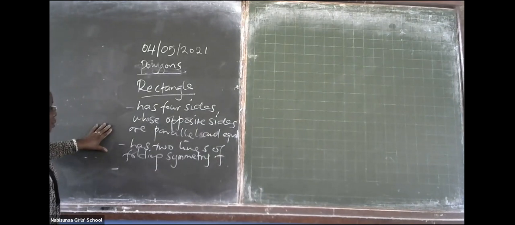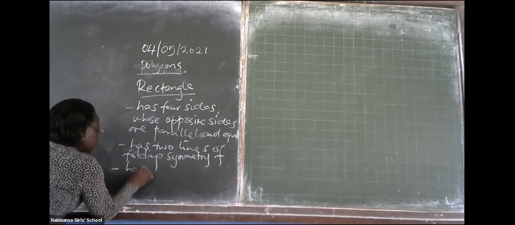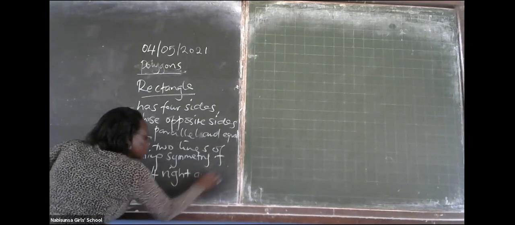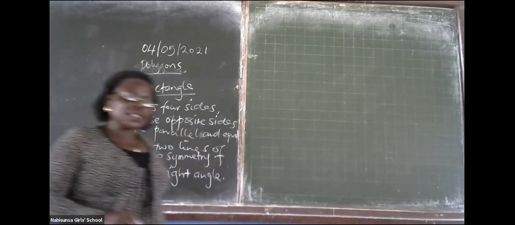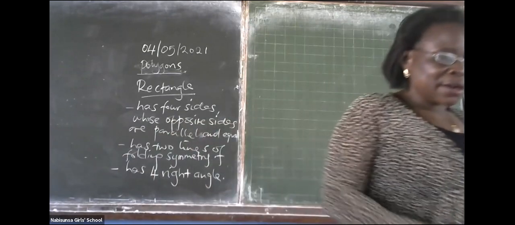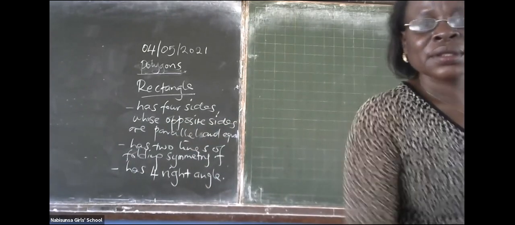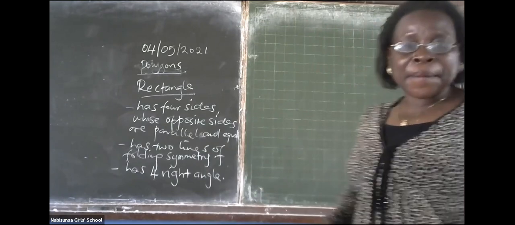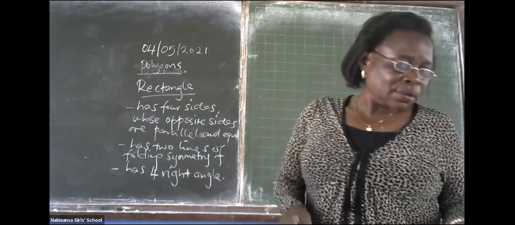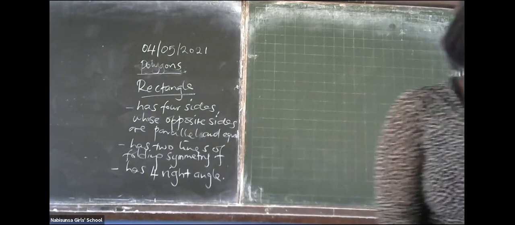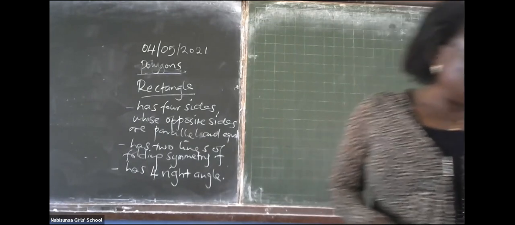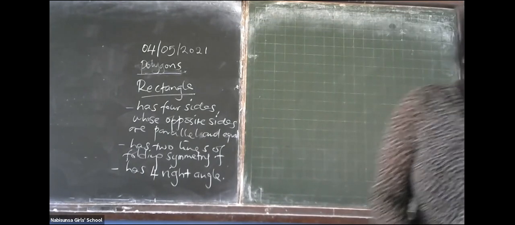A rectangle has 4 right angles. All the angles are equal and they are right angles. Anything else we know about a rectangle that you have not stated here? Yes? Thank you. I think what we have will guide us. Your name?